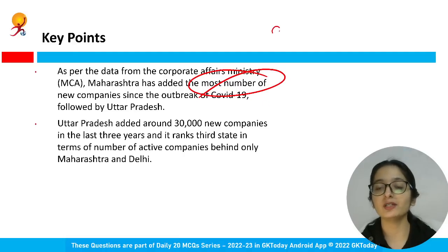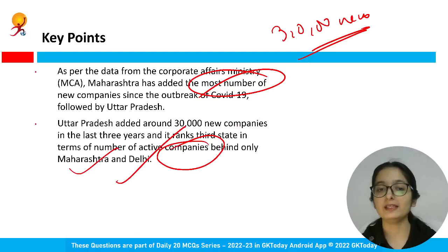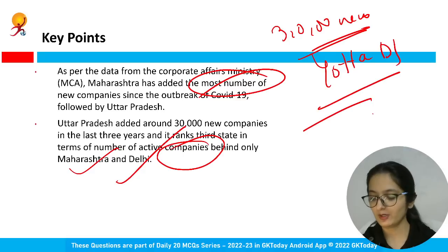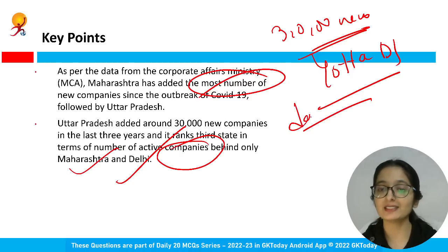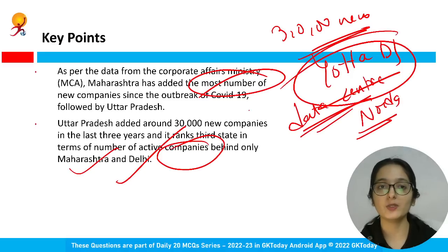Uttar Pradesh has added 30,000 new companies in the last 3 years, and it ranked 3rd state in terms of active companies, behind only Maharashtra and Delhi, right? Maharashtra, Delhi, UP. Also, if you remember, we have covered YOTA D1. What is it? The North India's first hyperscale data center in Noida, right? So please do remember YOTA D1 center. We have covered that already.